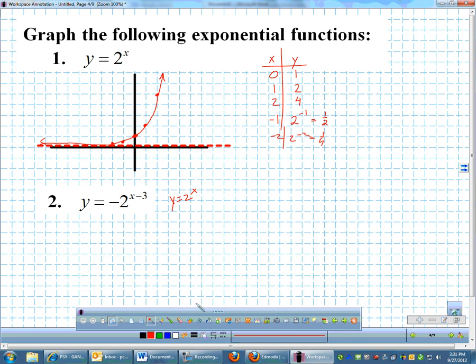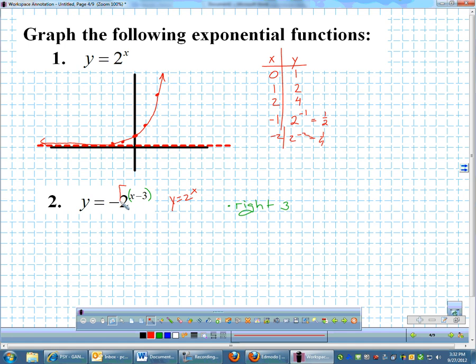But I see two things. I see x minus 3, and that's part of the exponent. So I'm going to shift to the right 3 units. That minus 3 is up there with the x, so I'm going to go right 3 units. And the negative is not part of the x. It's not part of the exponent.